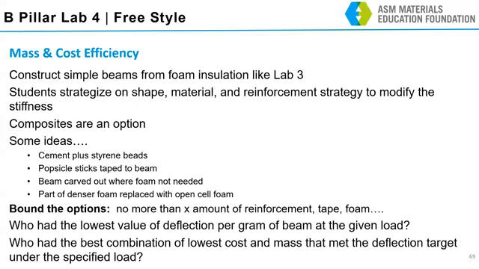Okay, so freestyle, lab 4. Here students are free to vary the shape and vary the material to try to come up with the best beam at the lowest mass. So there are a couple ways to test this. You can have a fixed load requirement and figure out who has the lowest value of deflection per gram when you apply that fixed load. Or you could figure out, say I had an allowable deflection limit, who had the lowest cost and mass that met that limit under the specified load.